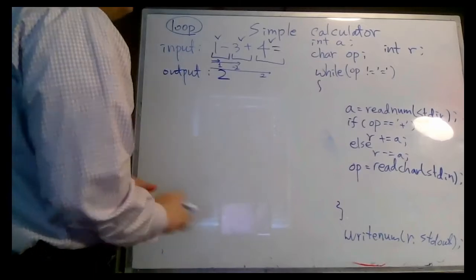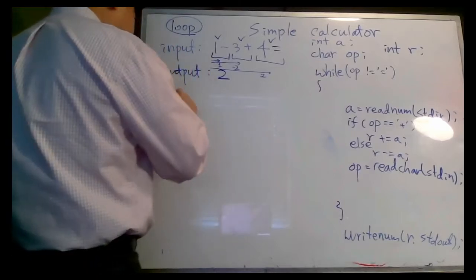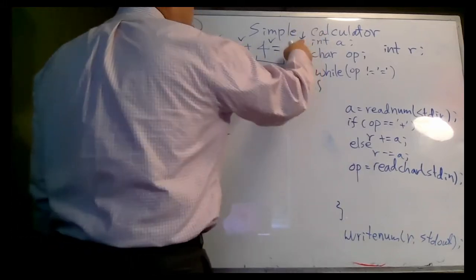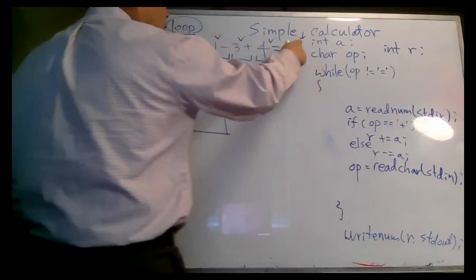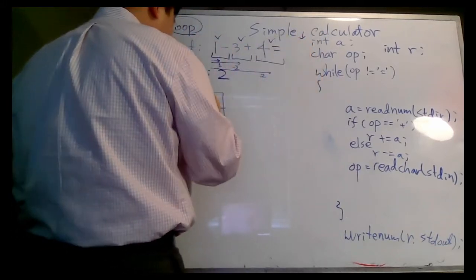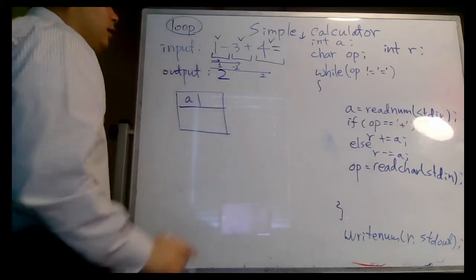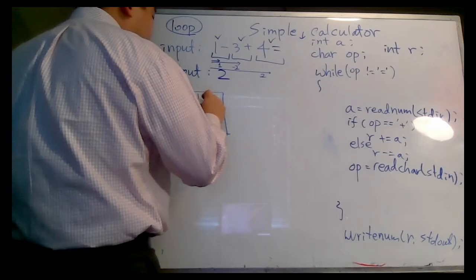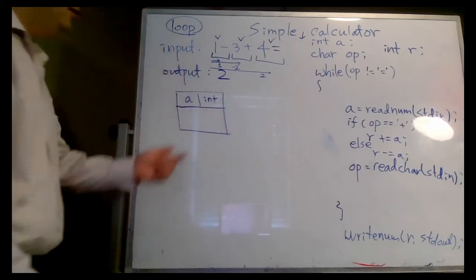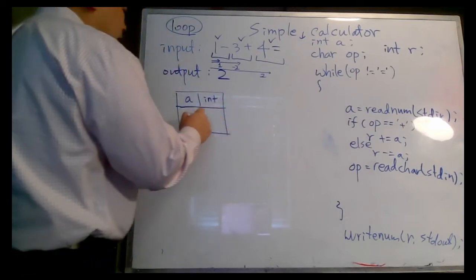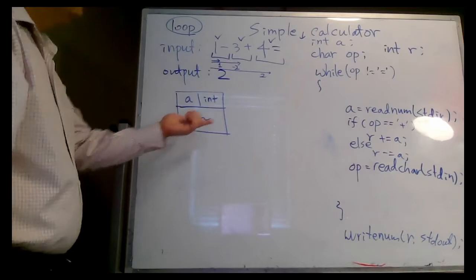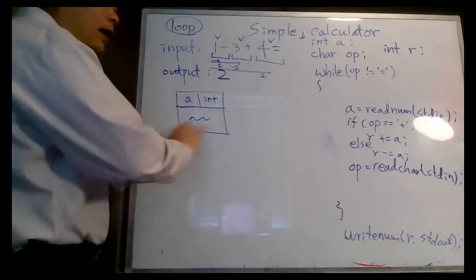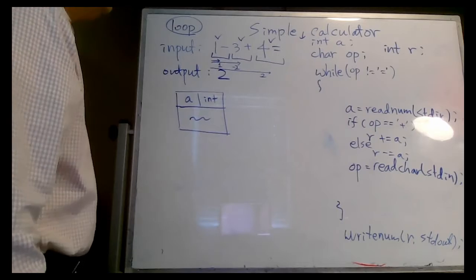So let's try to simulate the running. Let's assume the code is running. So now at this moment, variable A is declared. Each variable has three properties: its name, its type, and its value. Well, there are some values we don't know, it's not determined for sure yet. It could be any number, some garbage number. Okay?